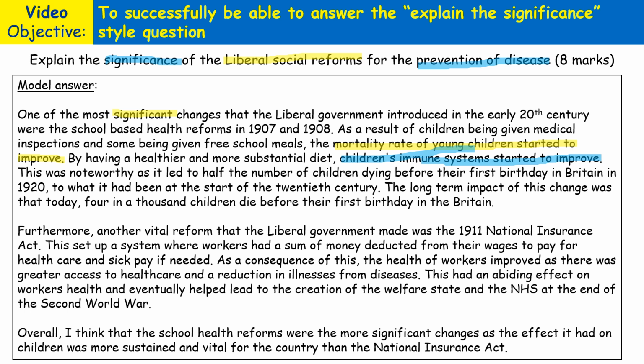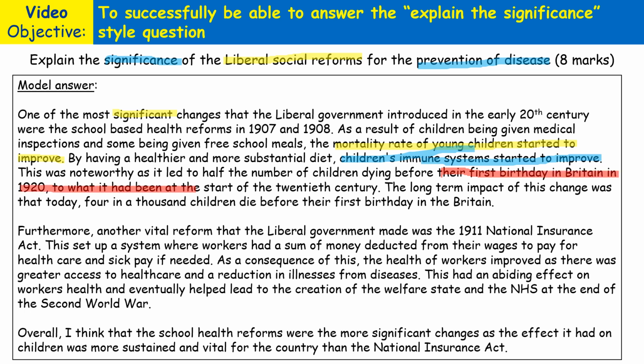This was noteworthy as it led to half the number of children dying before their first birthday in Britain in 1920 compared to what it had been at the start of the 20th century. So at the start of the 20th century, 163 children out of every 1,000 children that were born in Britain were dying before their first birthday, but that had dropped to 80 by 1920. So here we're using a nice bit of specific own knowledge to answer. In fact, I'll put that in red because it's a nice bit of own knowledge here.